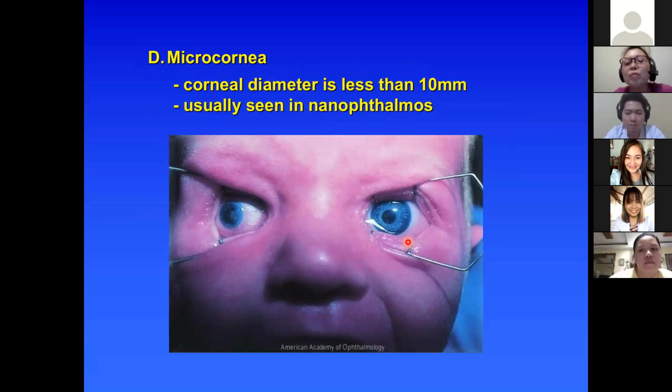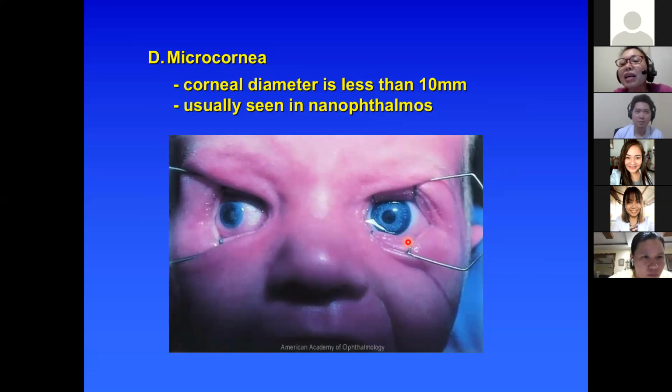Now, in nanophthalmos, the eye is small, but the rest of the parts of the eye are also small. The cornea is small, the iris is small, the lens is small, everything is small. And this eye, although small, can see.